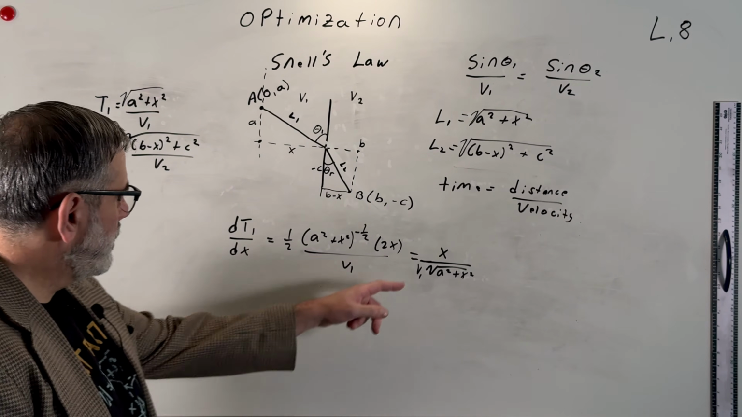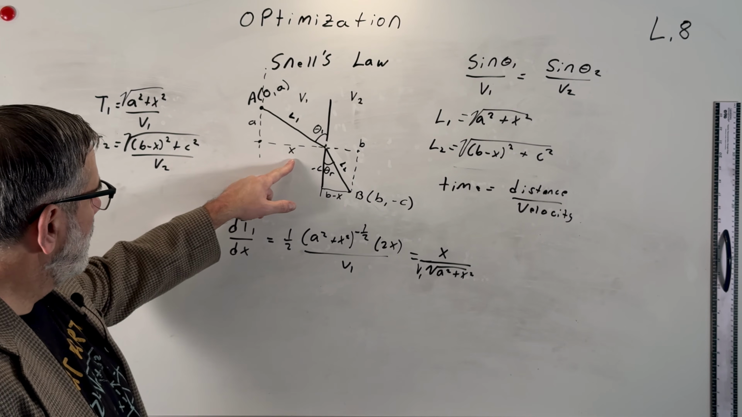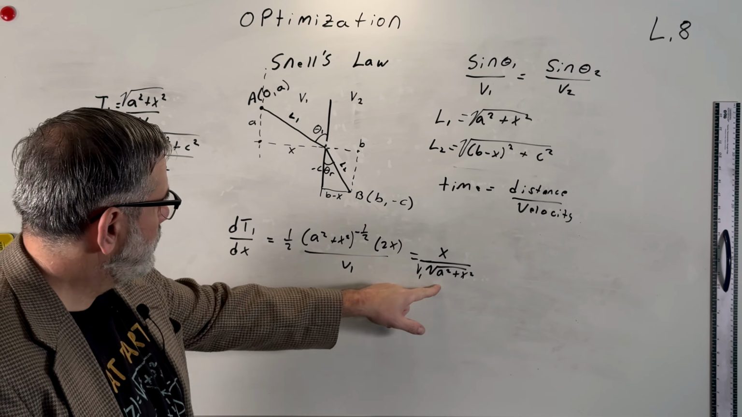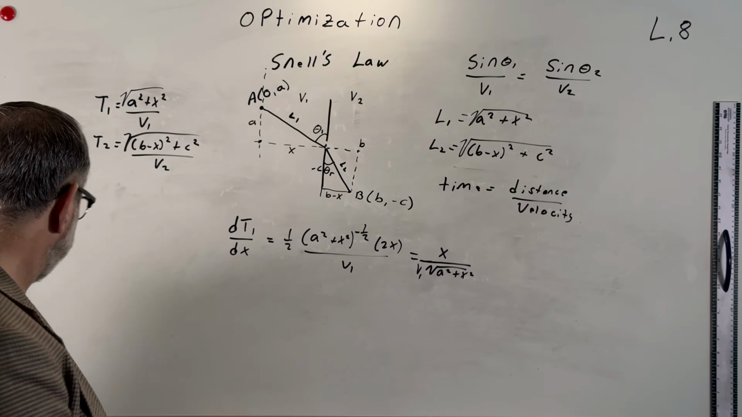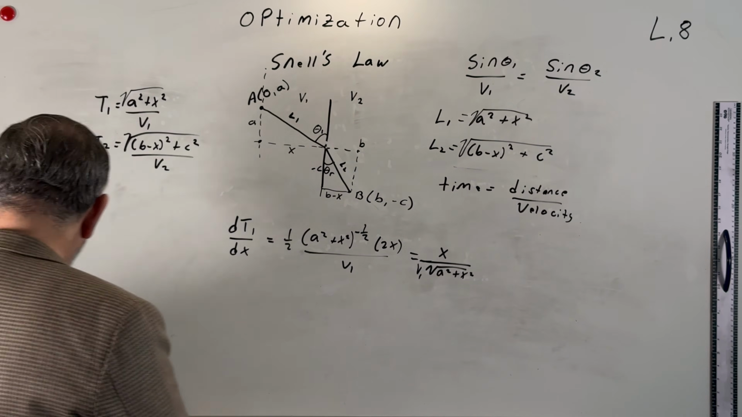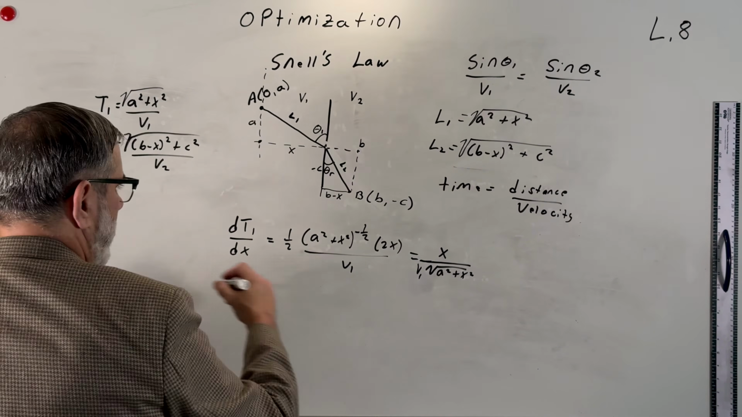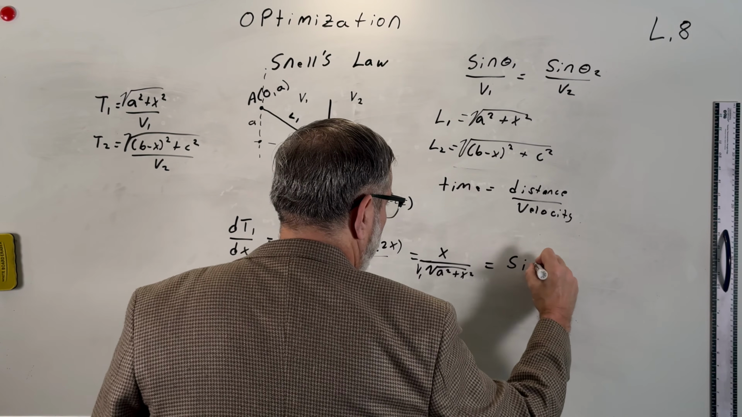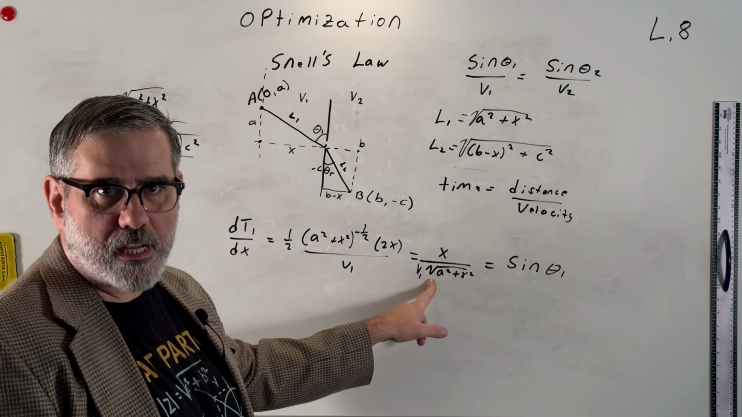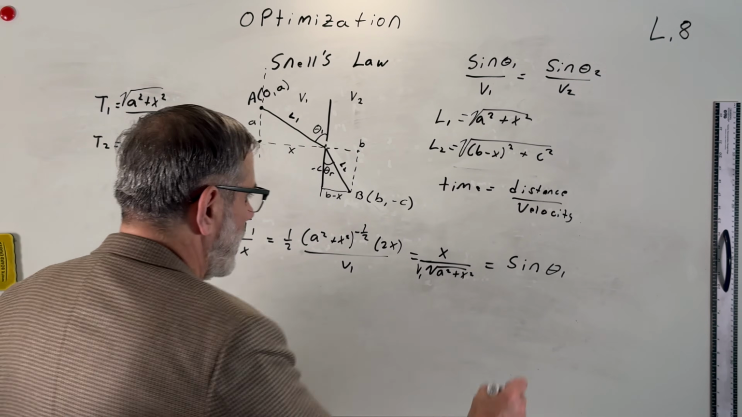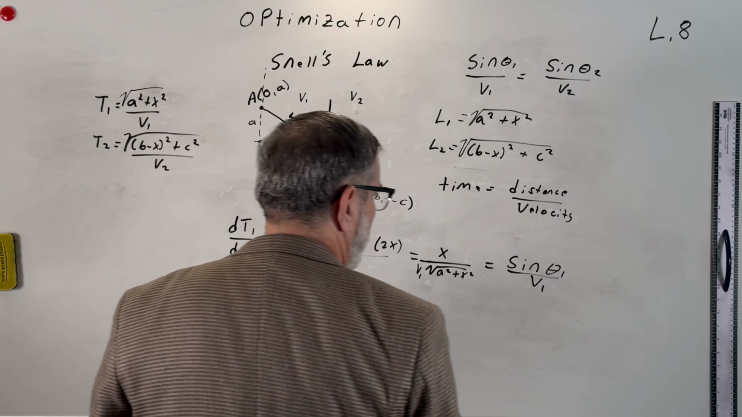But let's look at that: x over the square root of a squared plus x squared. That's this term here, right? And you can see that by definition, the sine of theta 1, which we've defined, is just x over the square root of a squared plus x squared, right, by definition. And so we get sine theta 1 over v1.